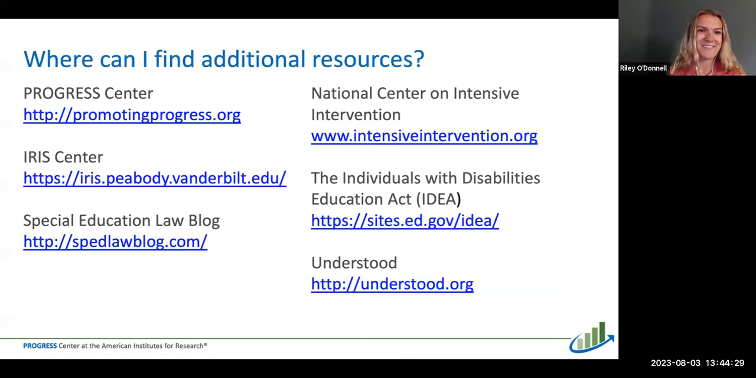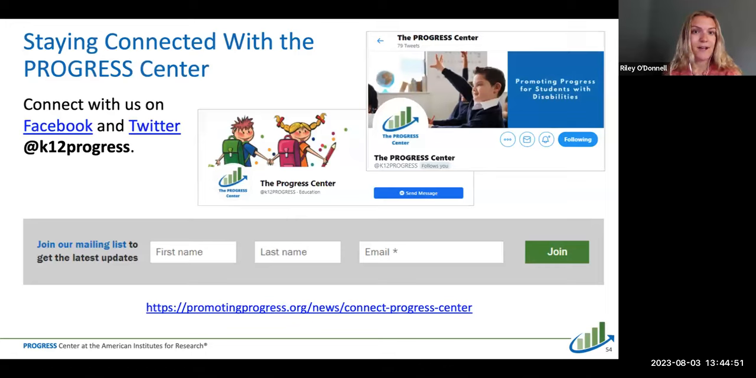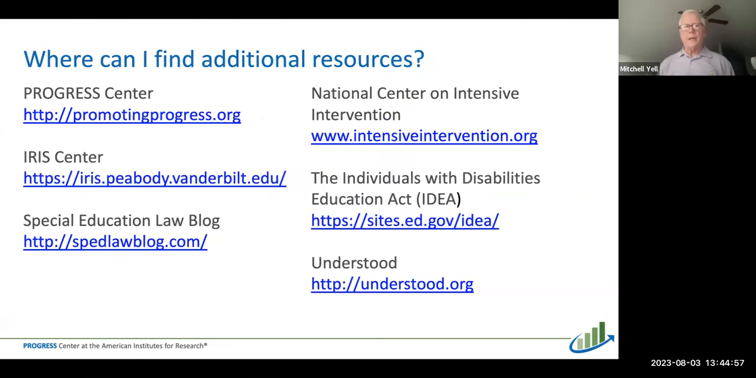Some more resources in case you want to dive a little bit deeper into this topic. Obviously, the Progress Center and the IRIS Center, as well as NCII, we highlighted some here today. We also want to highlight the Special Education Law blog, the IDEA webpage where you can access a lot of resources, as well as Understood, another center that has resources on this topic. David and I do the law blog, and we try to update it about every 2 weeks or so.